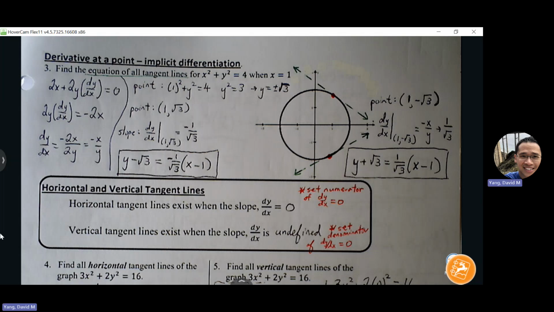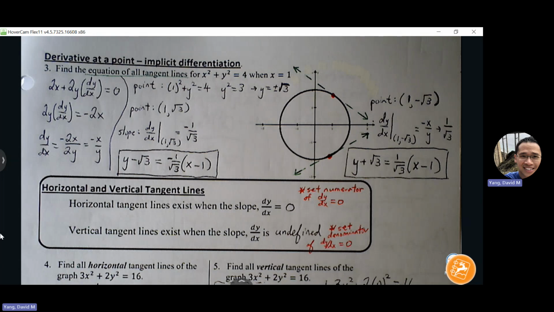Okay, last thing that I want to quickly go over here, horizontal and vertical tangent lines. So if I were looking at something like this equation here, which is obviously not a function, and if I want to find a horizontal tangent line, which is wherever the graph has a slope of 0, then I can find those locations by setting my derivative equal to 0. And when I say setting the derivative equal to 0, I mean the numerator.